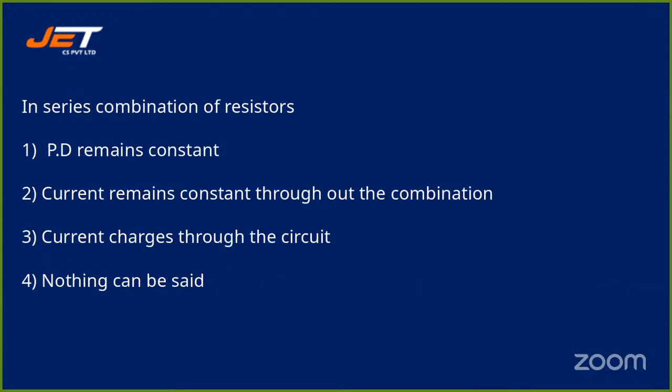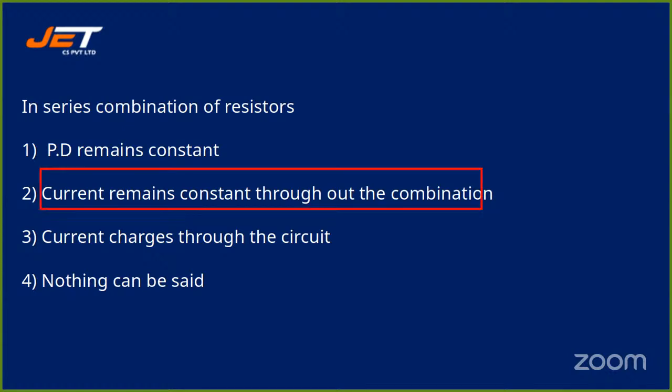Next, in a series combination of resistors, which of the following can be observed? Does the potential difference remain constant, or does the current remain constant throughout the combination, or does the current change through the circuit, or nothing can be said? Which of the following is the correct answer? Most of you say it is one, but the answer is current remains constant throughout the combination because a series is a series connection, right?